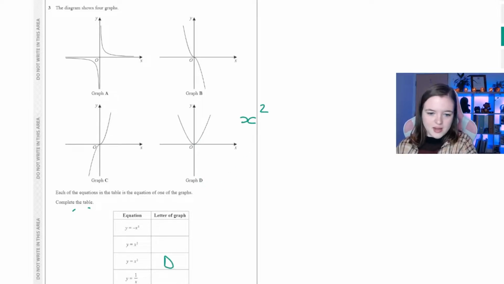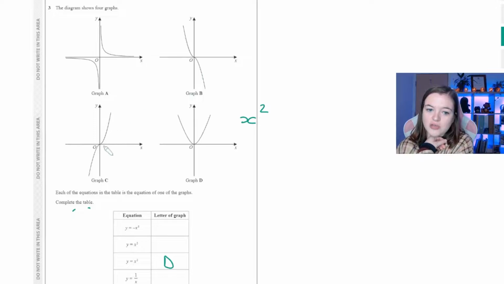Okay, and then if you didn't know which graph is which, now it's time for a bit of process of elimination. So one of these equations is considerably different to the others, as is one of the graphs considerably different to the others.